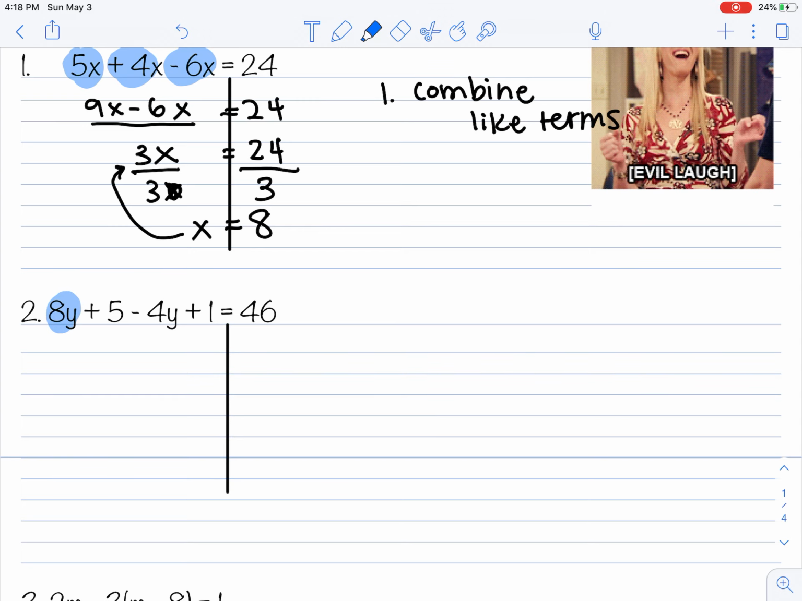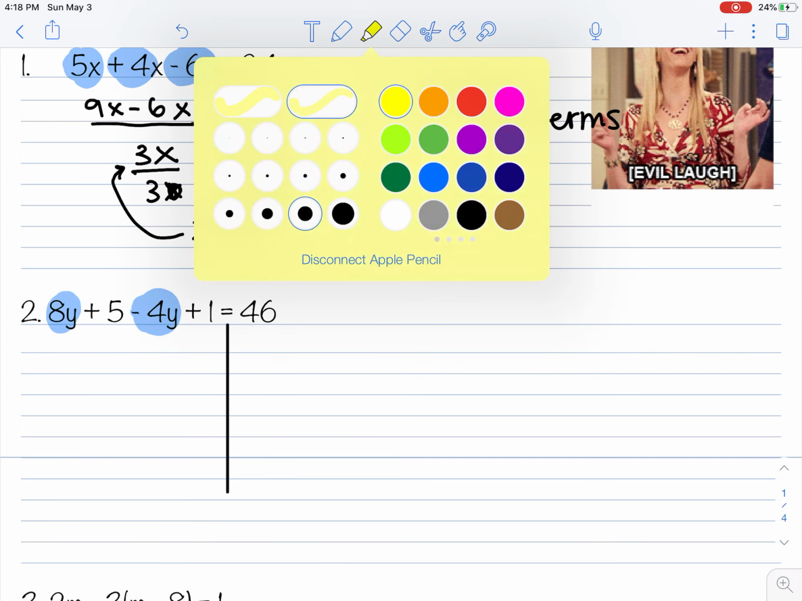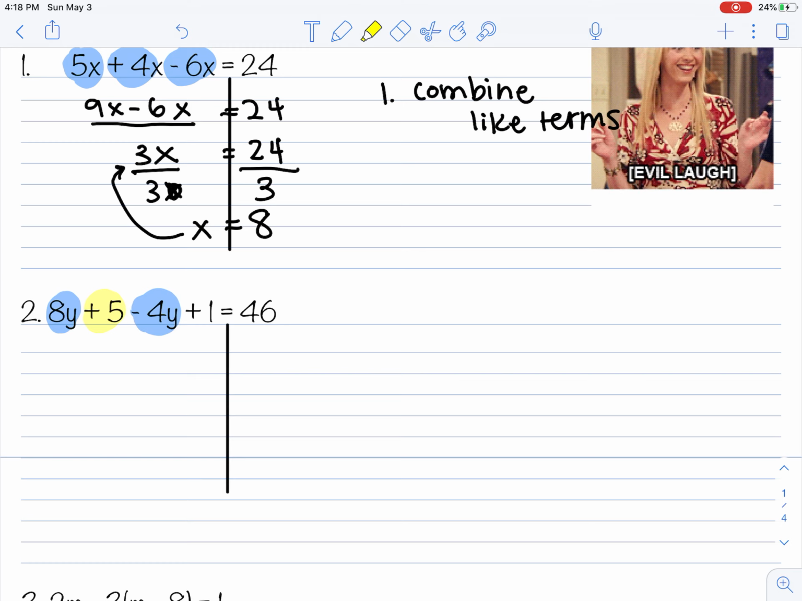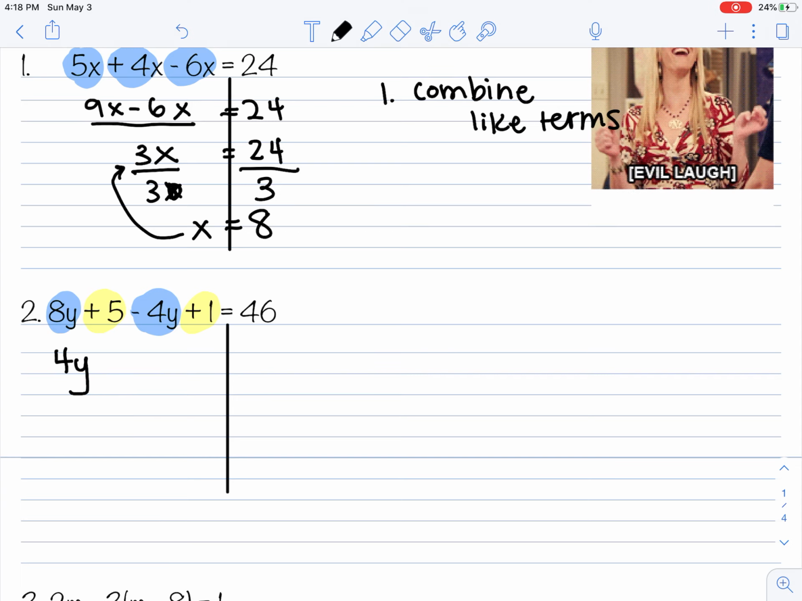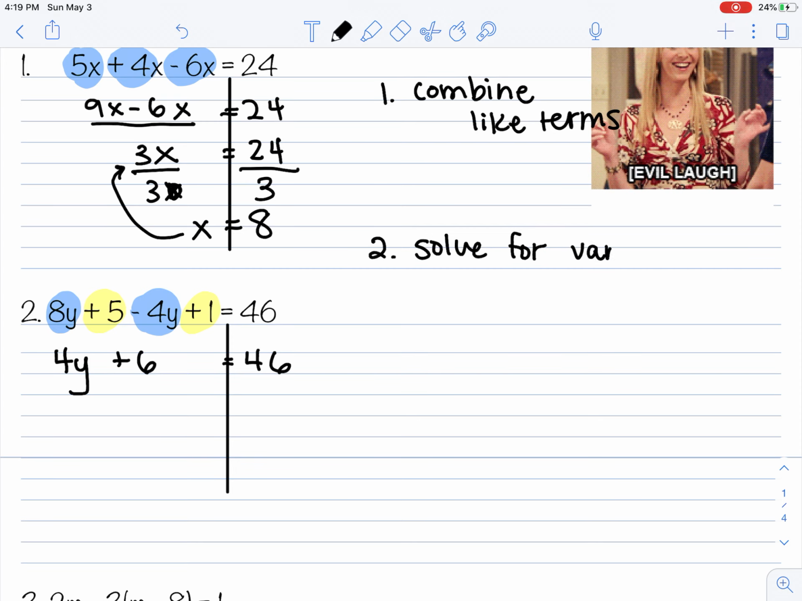And I want to look for all of my variable terms. So I see 8y, a positive 8y, and a negative 4y, and I see a plus 5 and a plus 1. So if I combine those, I get 4y. 8y minus 4y is 4y. And I see 5 plus 1, which is 6, and it's positive, so plus 6 equals 46. So that second step in all of this is to solve for the variable.